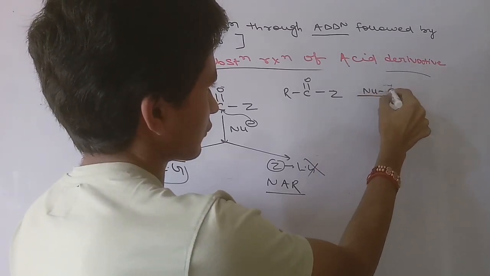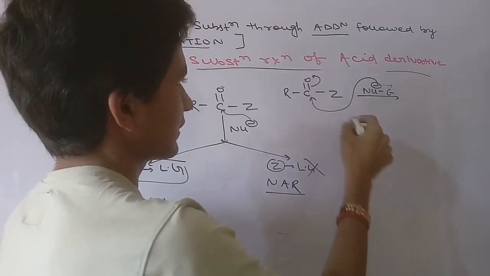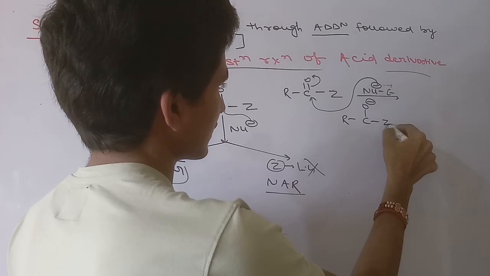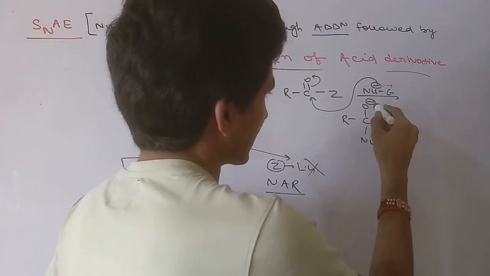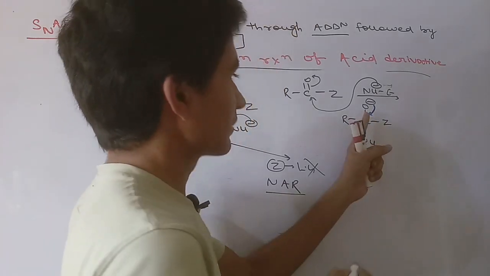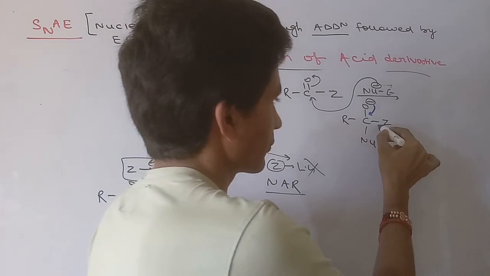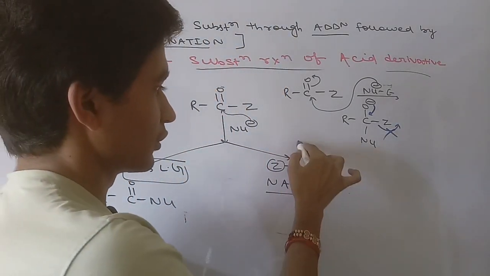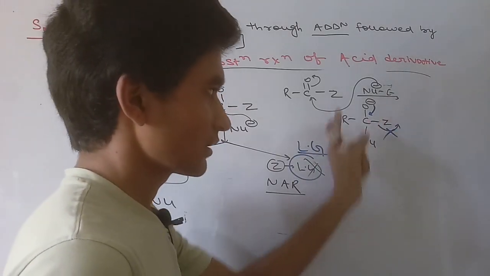Here there is a nucleophile and an electrophile. So the nucleophile will attack on this carbon, and the bond will open here. So this is your RCO negative charge Z, and there is a nucleophile. Now this negative charge will try to form a double bond with carbon to remove its negative charge, but this Z group is not ready to go outside because it is not a good leaving group. So Z will not go outside of the molecule.